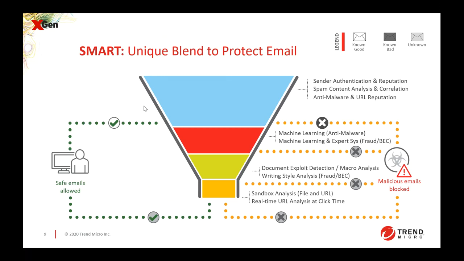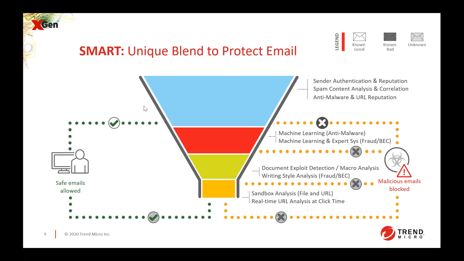And in the second layer, we are using machine learning anti-malware, and machine learning for business email compromise attacks and everything. And with the third layer, we are using document exploit protection and macro analysis, and it will inspect all your file reputation and everything. And the writing style DNA analysis is also there. And at the final stage only, we will do the sandbox analysis.